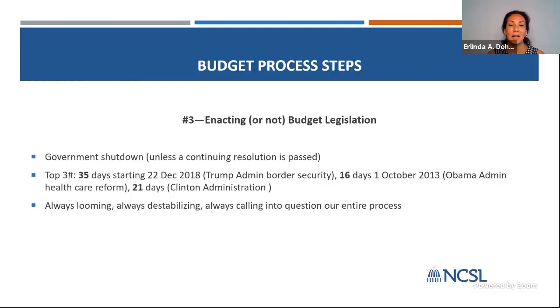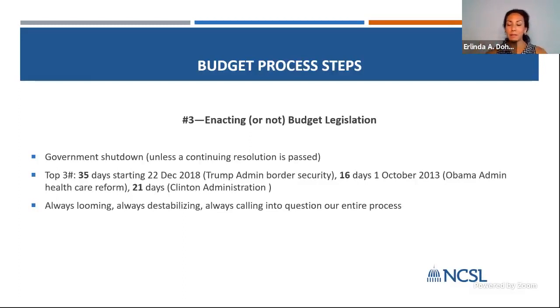35 days during the Trump administration. We had 16 days during Obama's administration and 21 days. So we've become very familiar with, again, sadly, this kind of overarching, looming, destabilizing government shutdown process.